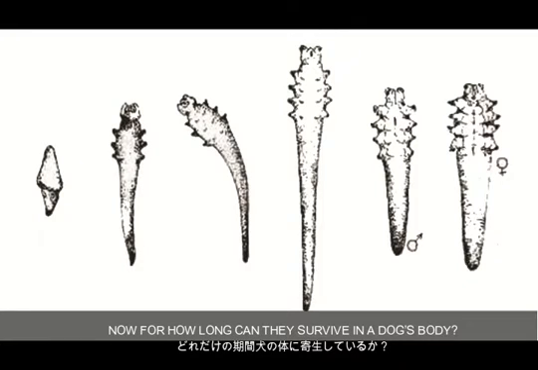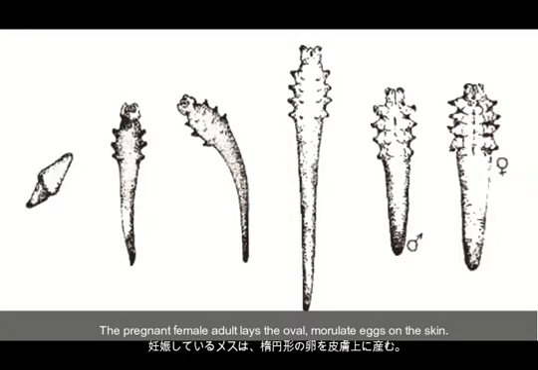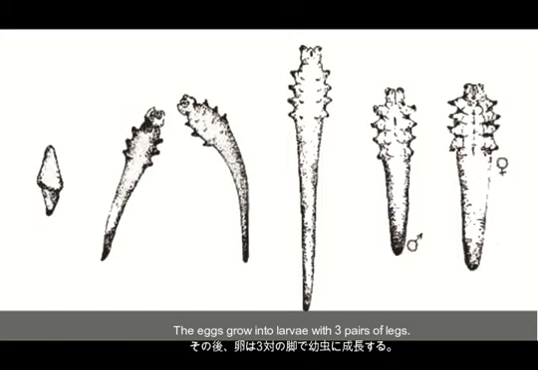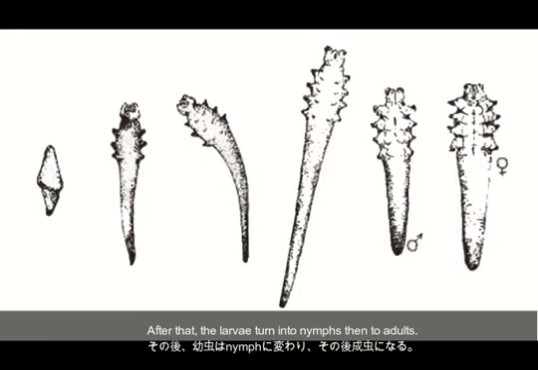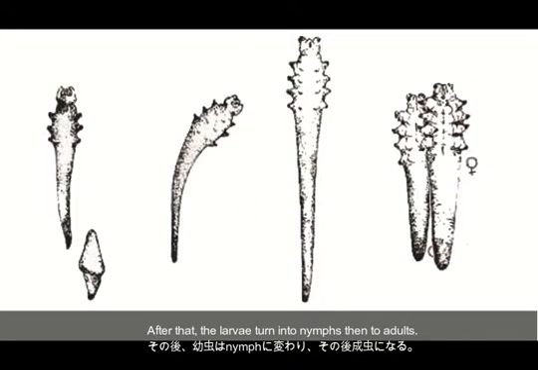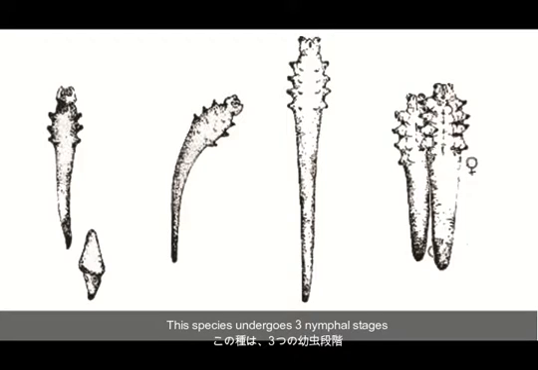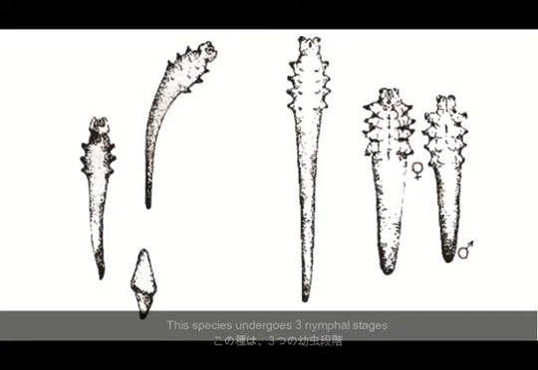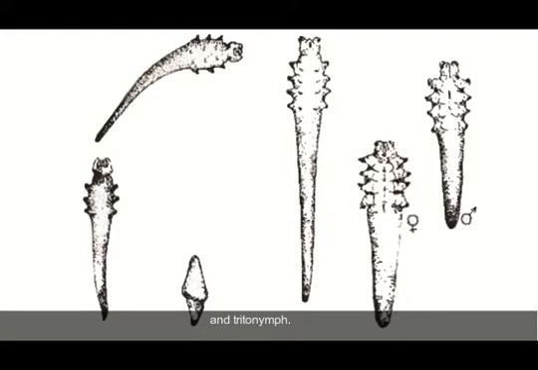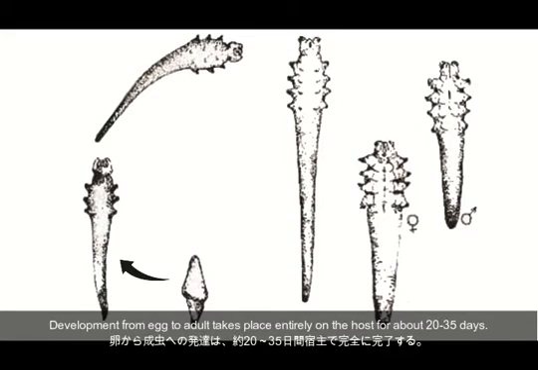Now, for how long can they survive in a dog's body? The pregnant female adult lays the oval morulate eggs on the skin. The eggs grow into larvae with 3 pairs of legs. After that, the larvae turn into nymphs and then to adults. This species undergoes 3 nymphal stages: the protonymph, dentonymph, and tritonymph. Development from egg to adult takes place entirely on the host for about 20 to 35 days.